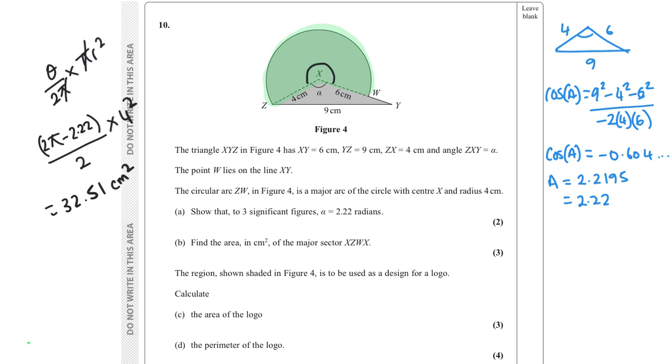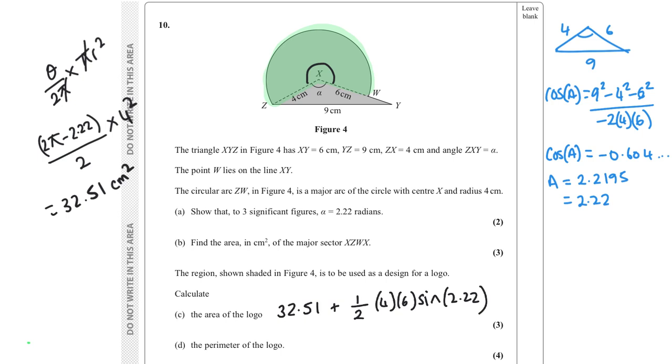The next part says that the figure is used to be designed for a logo. Calculate the area of the logo. Well, we've already calculated the area of the major sector, so we just need to add on the area of the triangle. Now we know area of a triangle is a half AB sine C. So I'm going to do 32.51 plus a half lots of 4 lots of 6 sine of 2.22. I'm literally just going to write that whole thing into my calculator.